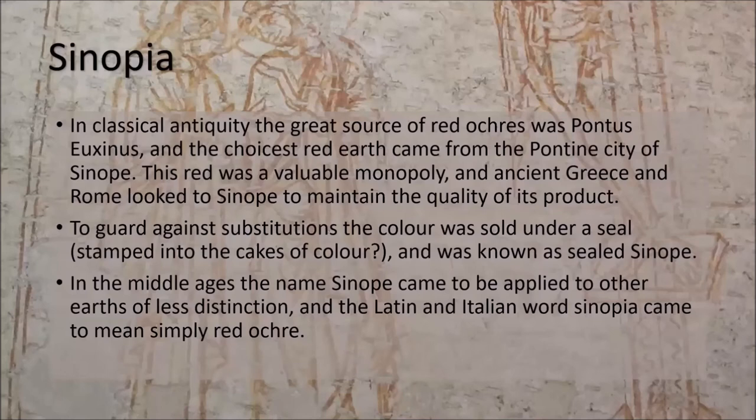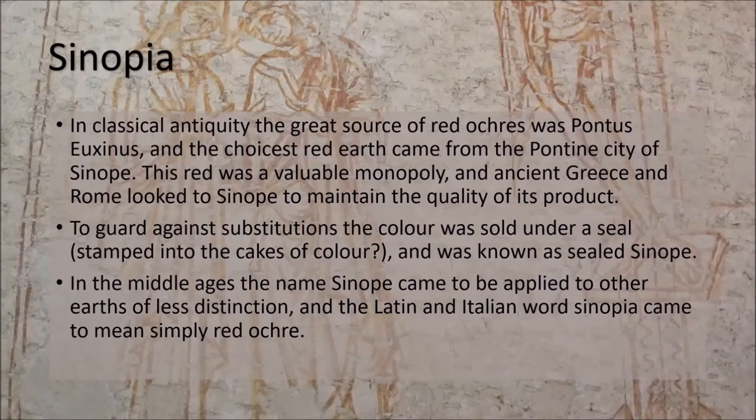hematite. In classical antiquity the great source of red ochres was Pontus Euxinus, and the choicest red earth came from the Pontine city of Sinope. This red was a valuable monopoly, and ancient Greece and Rome looked to Sinope to maintain the quality of its product. To guard against substitutions, the color was sold under a seal. Now we don't know what kind of seal it was. We can think it must have been stamped into the cakes of the color, and it was known as the sealed Sinope. So it was the genuine Sinope, the red pigment acquired from that city.